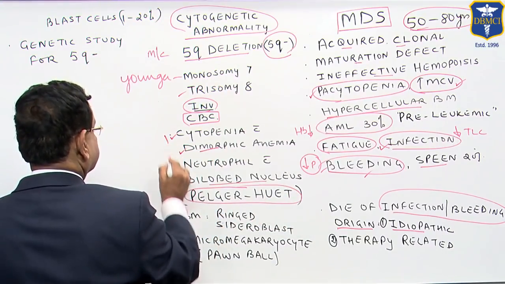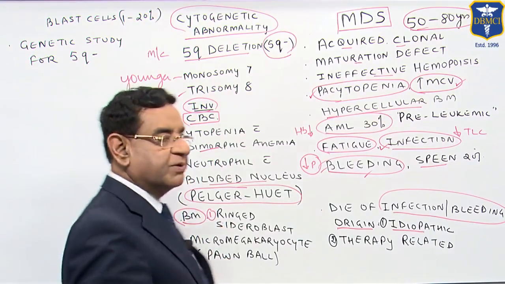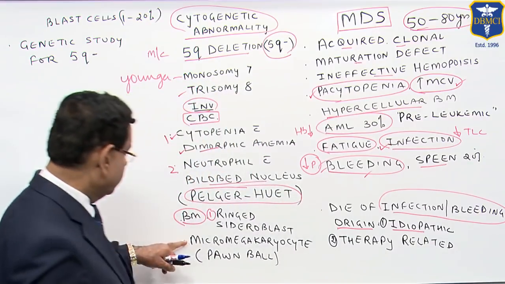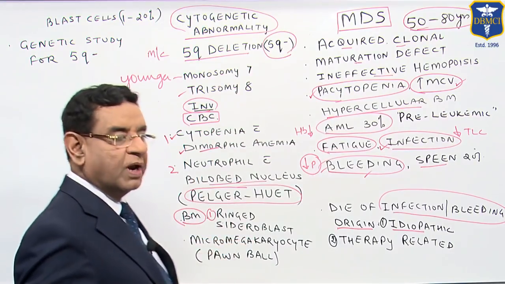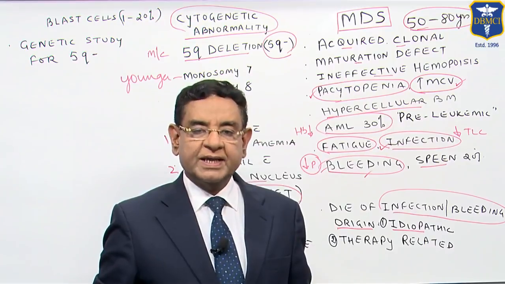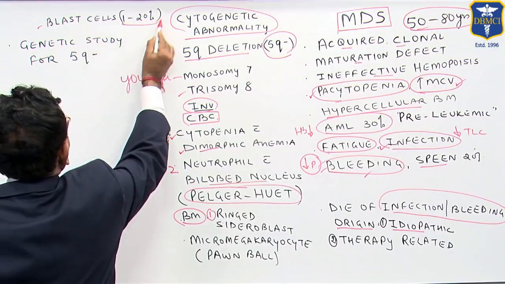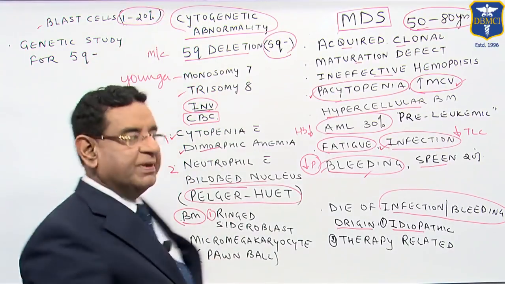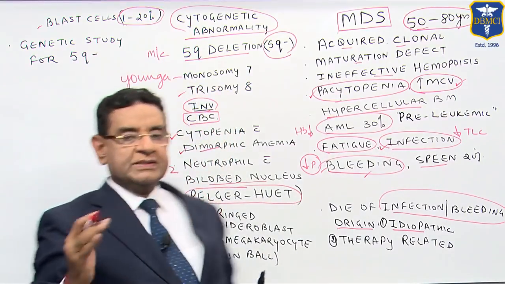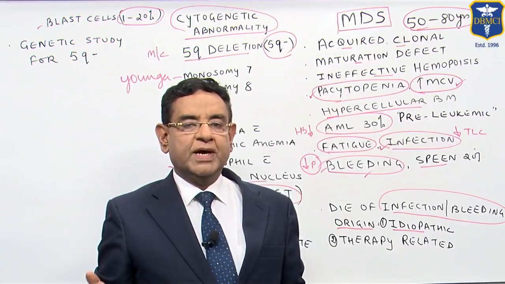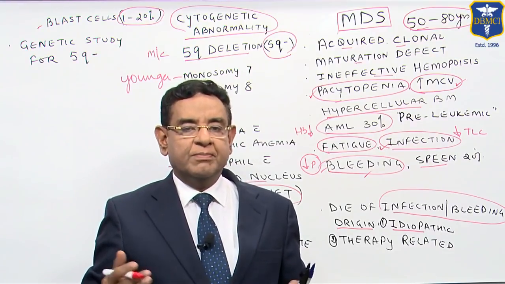Now, what do we get in bone marrow? You get ringed sideroblasts. You get micromegakaryocytes, also known as pawn ball megakaryocytes, and of course blast cells are seen, which may be 1 to 20% or sometimes even more than 20%. The more the number of blast cells in the bone marrow, the more likely that patient may go into acute myeloid leukemia.